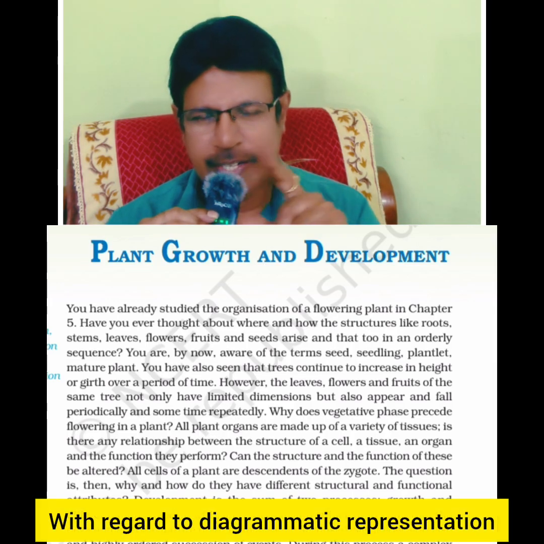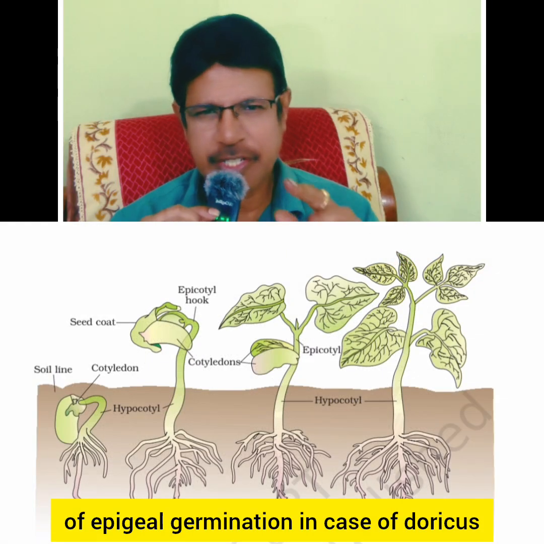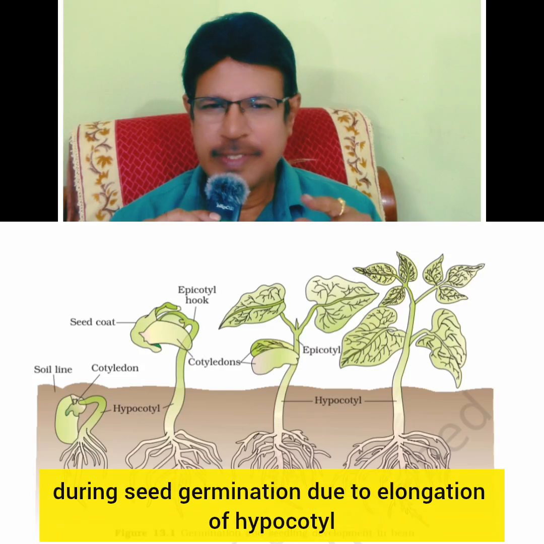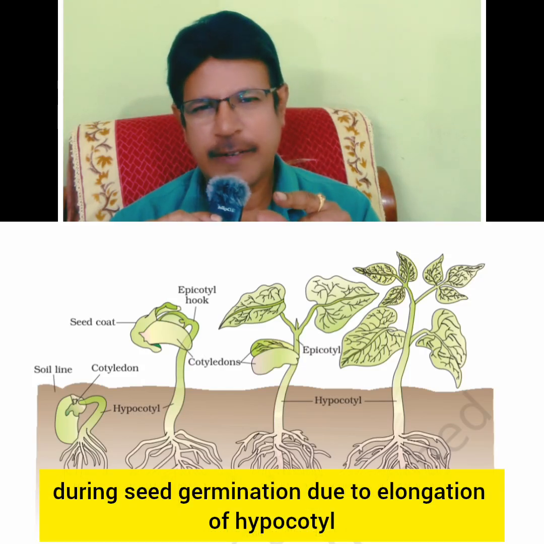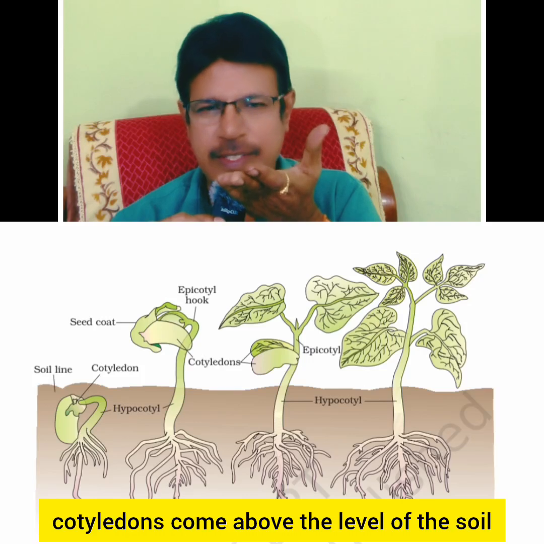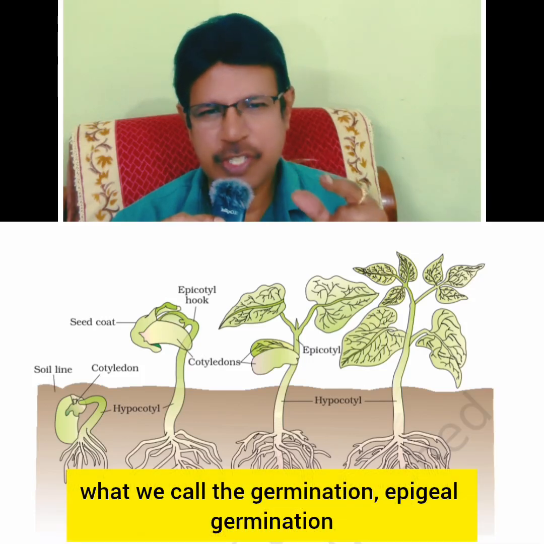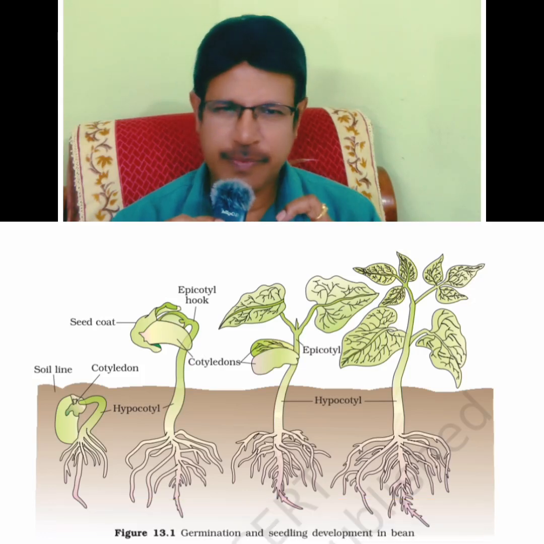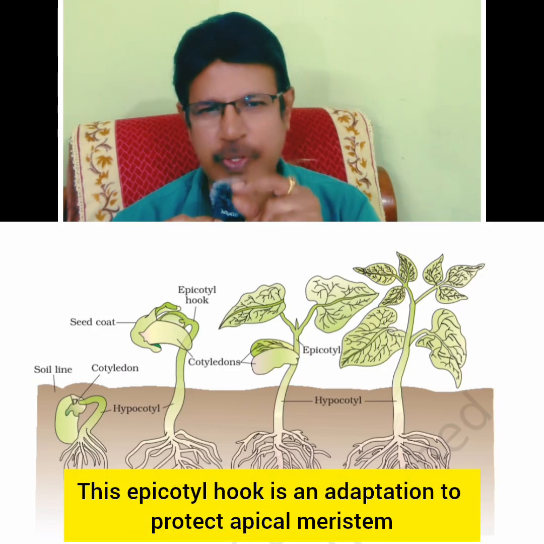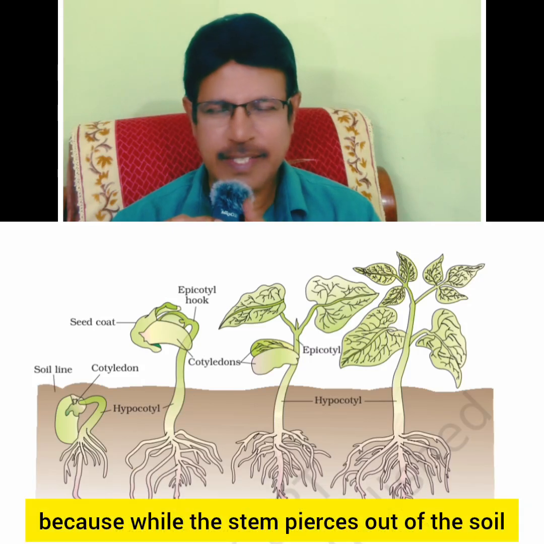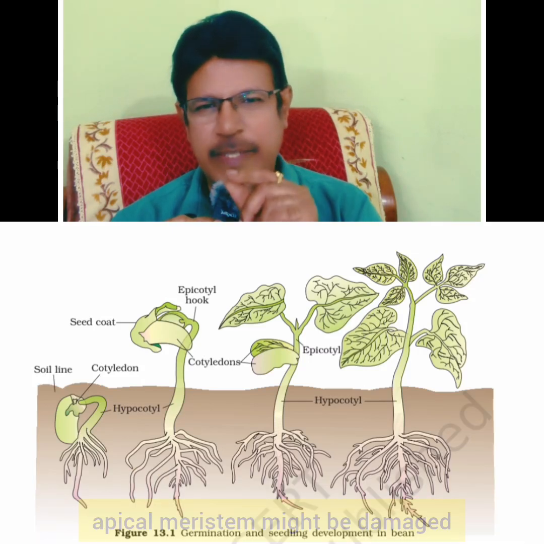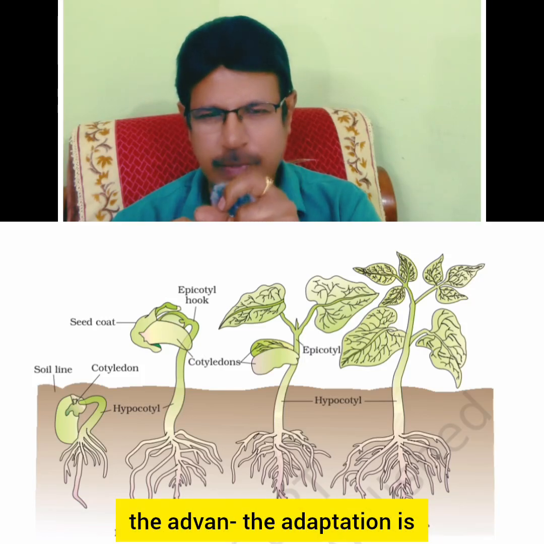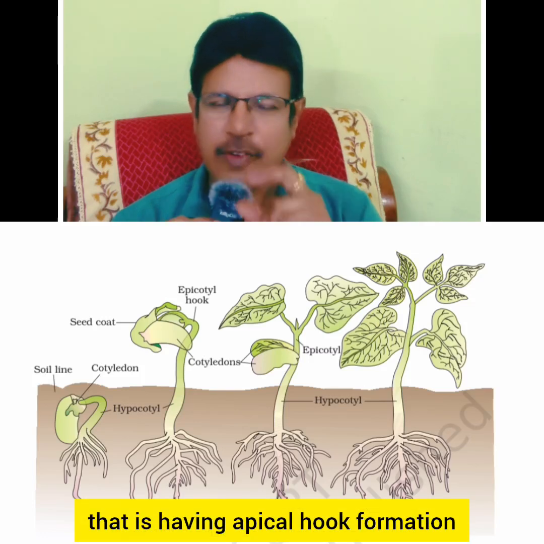Next, with regard to the diagrammatic representation of germination in the case of Dolichos, the diagram itself indicates that during seed germination, due to elongation of the hypocotyl, cotyledons come above the level of the soil. What do you call this germination? Epigeal germination. During this, an epicotyl hook is formed. This epicotyl hook is an adaptation to protect the apical meristem, because while the stem pierces out of the soil, the apical meristem might be damaged. In order to protect the apical meristem, the adaptation is apical hook formation.